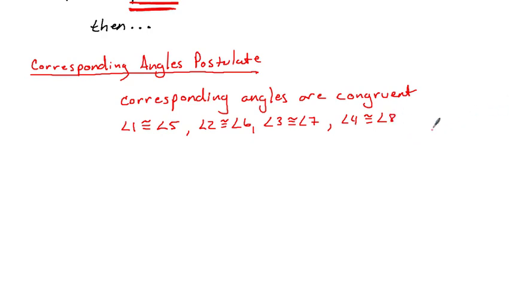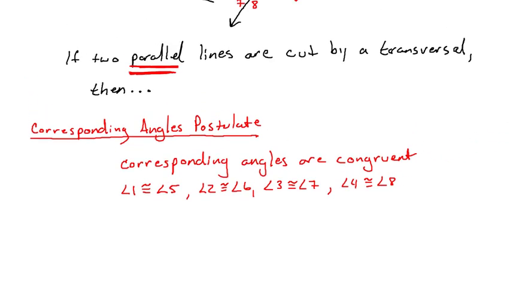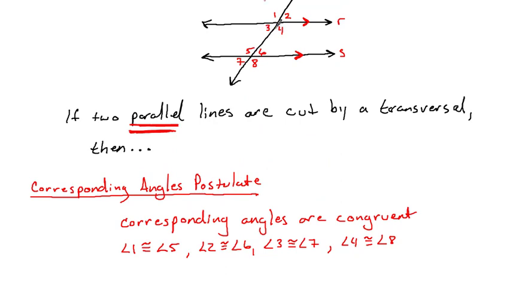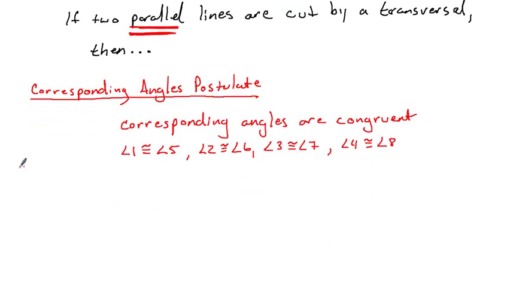Okay, so we want to learn those. Don't memorize the numbers because the numbers can be different. We could have written these numbers in a different order. You want to memorize the locations and where each thing is. All right, so that's our first one, corresponding angles postulate.